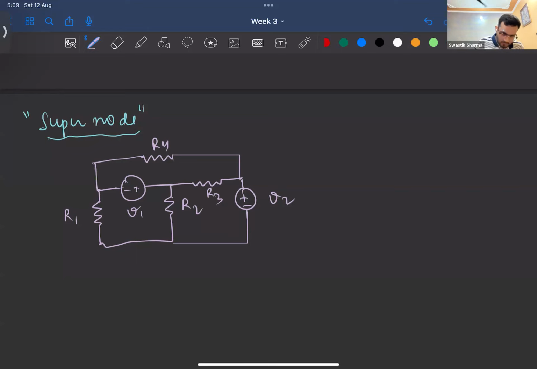So if we write nodes, how many nodes are there? There are a total of 3 nodes. First, we'll do the reference node. This would be our reference node. So that means all of these nodes are at 0 potential. This is the first node.